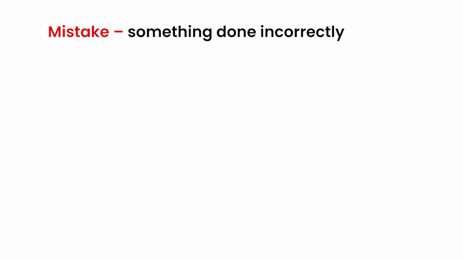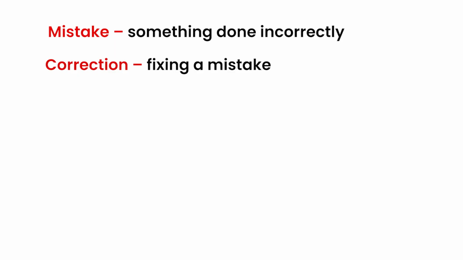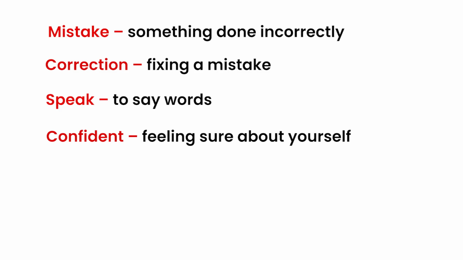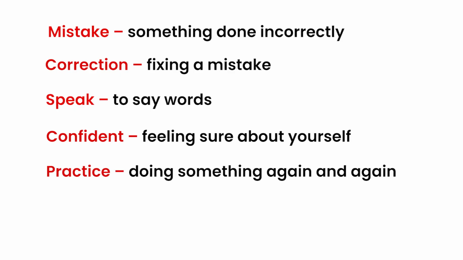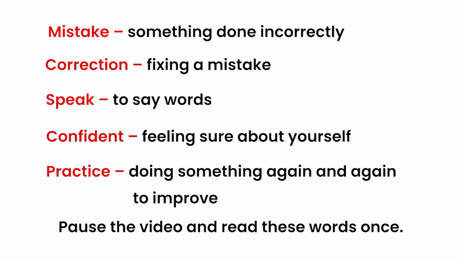Part 1. Vocabulary. Mistake. Something done incorrectly. Correction. Fixing a mistake. Speak. To say words. Confident. Feeling sure about yourself. Practice. Doing something again and again to improve. Pause the video and read these words once.